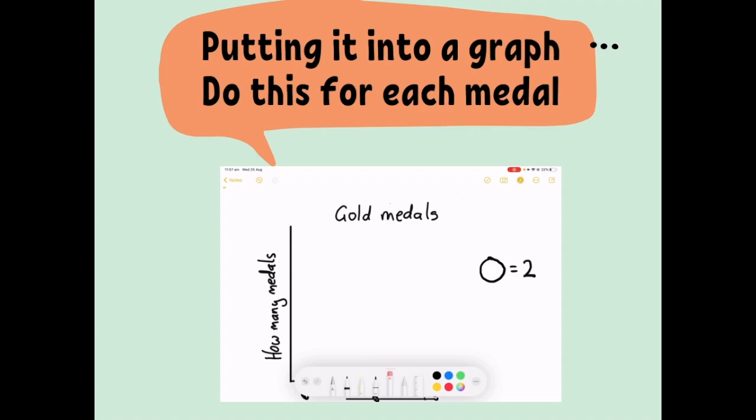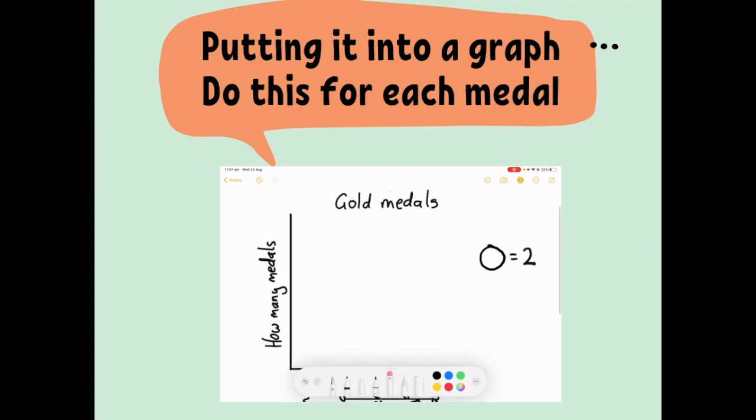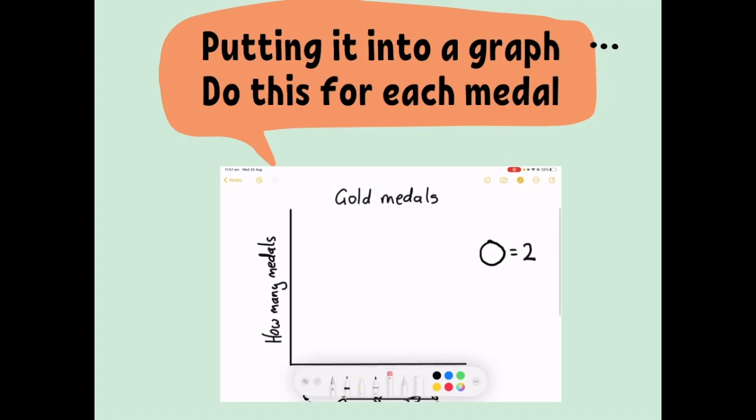Now, that's really important if you're going to do someone like the United States or China, or even Japan and maybe even Great Britain, who have won a lot of medals. You don't want to be having to represent 1 medal for 1 medal, because you'll have something that has, for the United States, 39 medals.